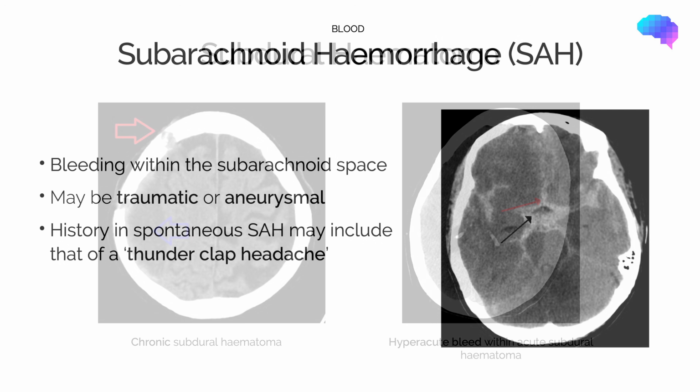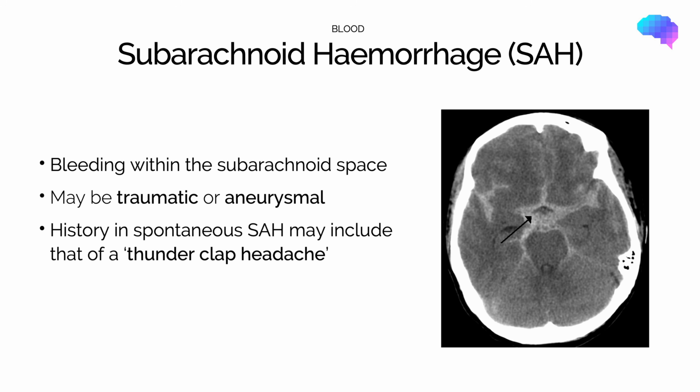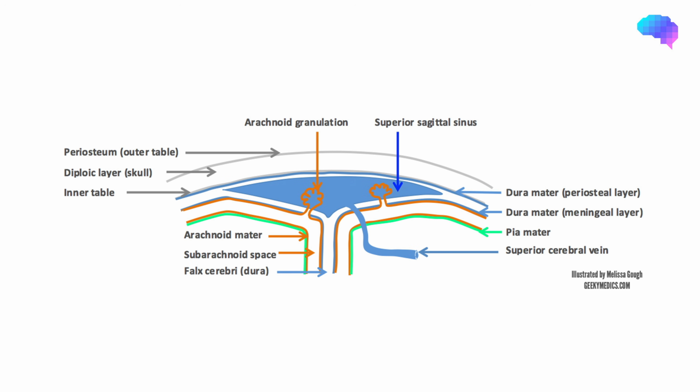So the third type of bleed we're going to talk about is the subarachnoid hemorrhage, which, as the name suggests, is bleeding below the arachnoid mater. So this is bleeding into the subarachnoid space, which is formed by the pia mater below, which is very well adhered to the brain, and the arachnoid mater above. And essentially the subarachnoid space contains CSF, some major blood vessels, and some dilated pockets called cisterns, which are just essentially pools of CSF within the subarachnoid space.